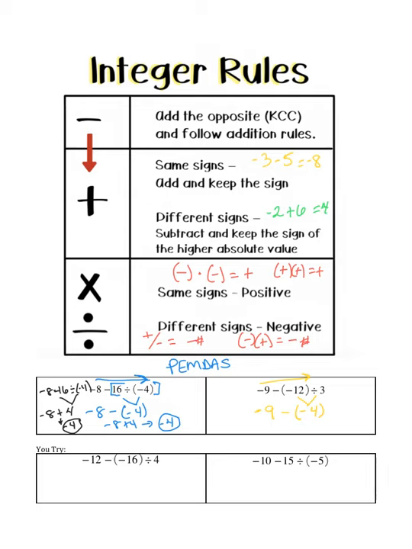Okay, and I told you this one last time. Minus a negative, when we have that up here, means this is a positive. So negative 9 plus 4 is negative 5.